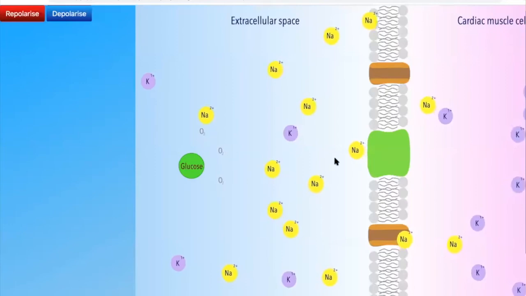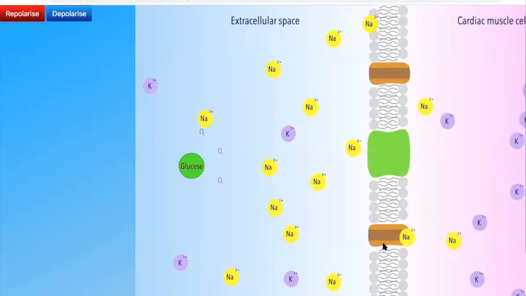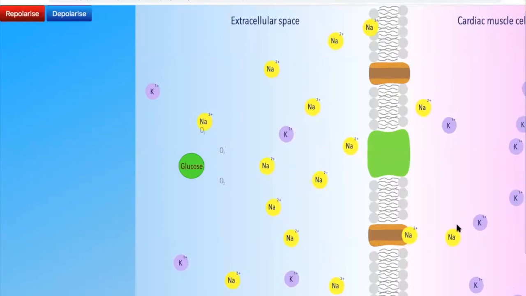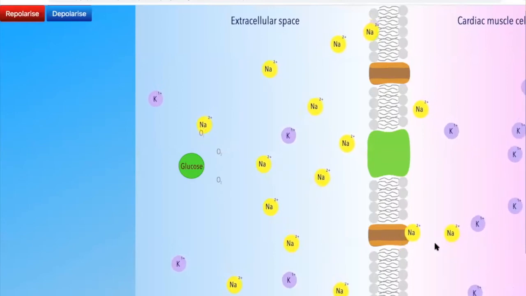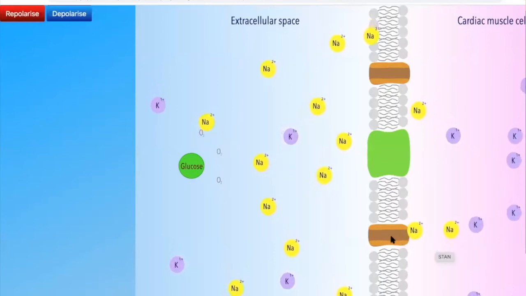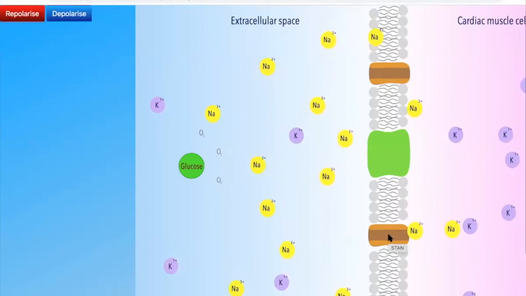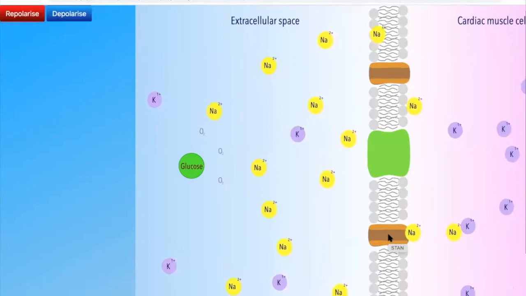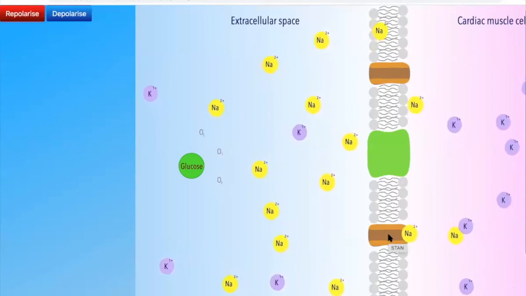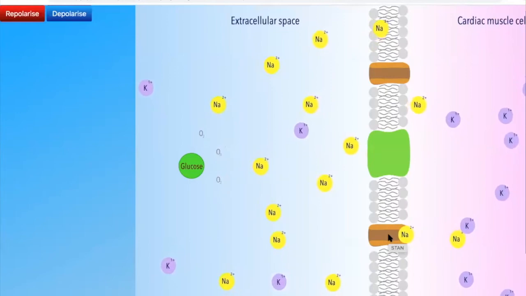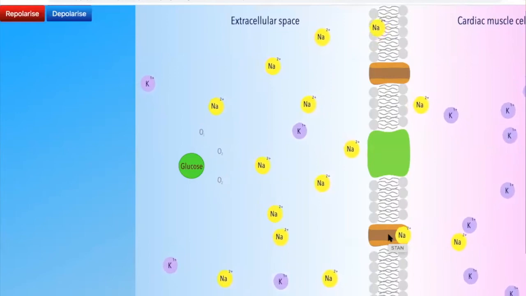Basically now I have this pump that is working all the time, making sure that I have this gradient, keeps the potassium inside and the sodium outside. And this pump is very important to the function of the heart. Okay, now this pump, let's assume that I need a single glucose molecule to power up this sodium potassium pump.